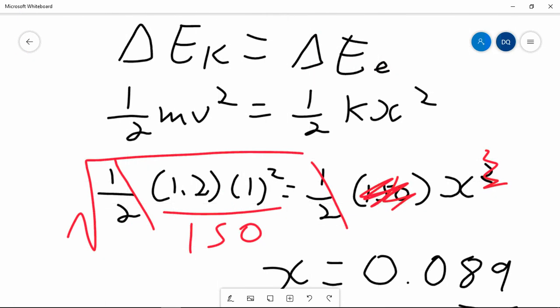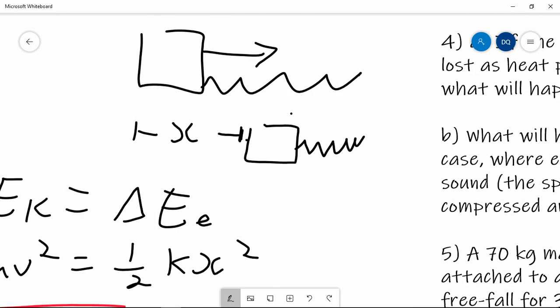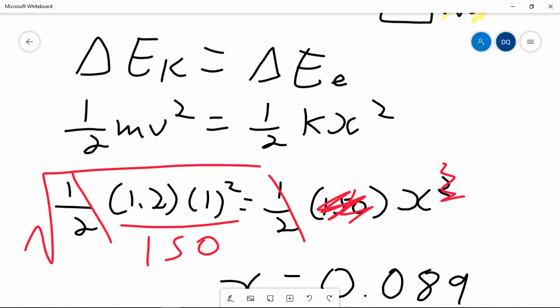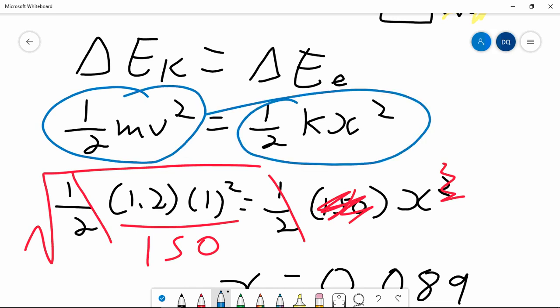General strategy with these is the block's moving along, and that moving block has a certain amount of kinetic energy associated with it. That kinetic energy got turned into spring energy or elastic energy inside that compressed spring. And we set up our equation so that the amount of kinetic energy lost is equal to the amount of spring energy gained. And then if we're just down to a single variable, we can solve this problem.